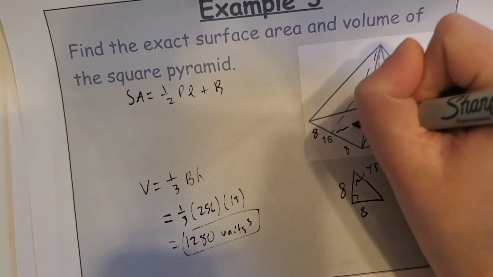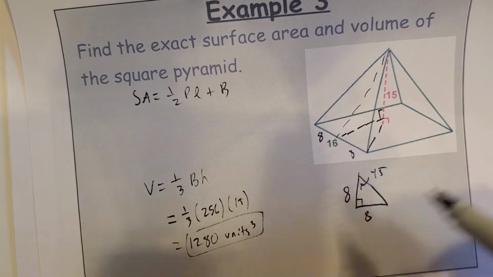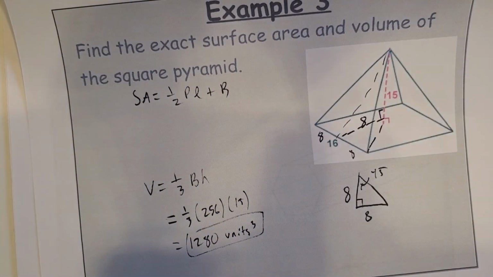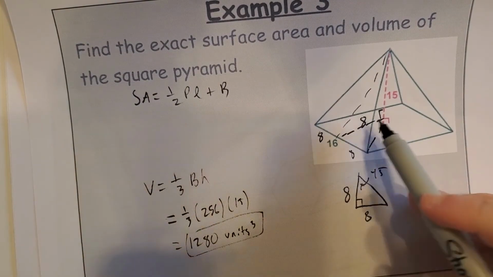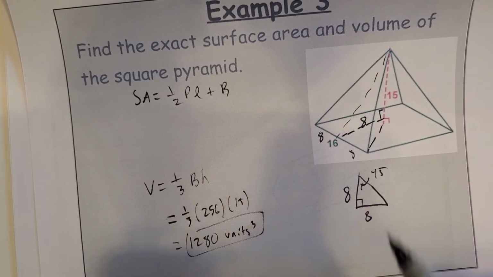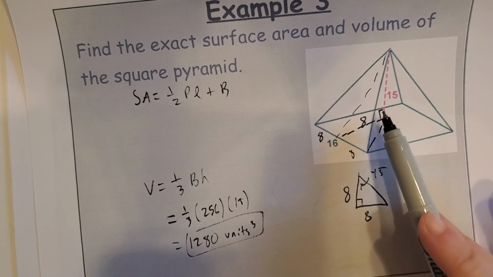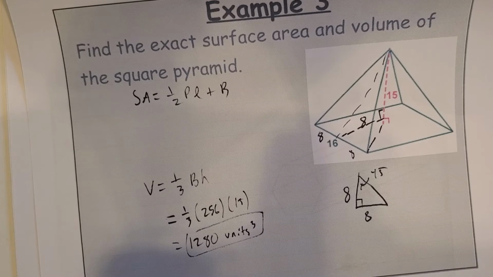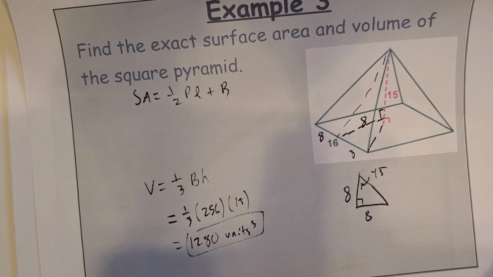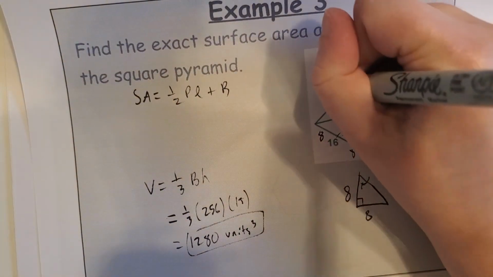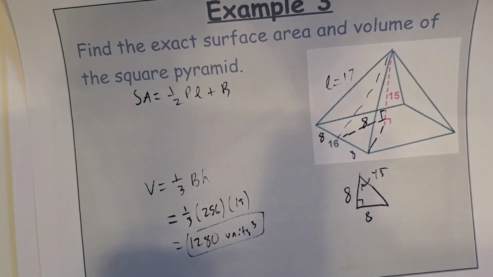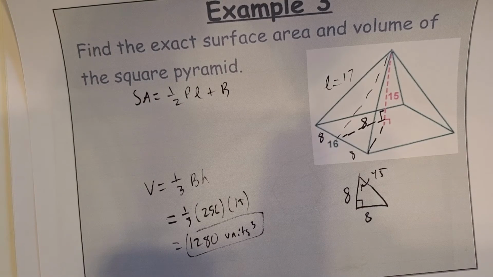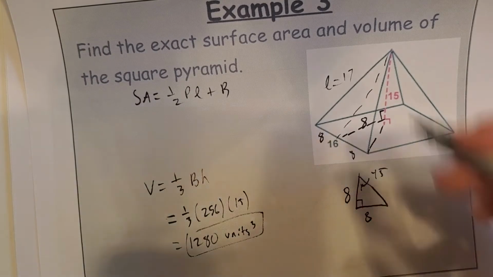So that means this side right here of that right triangle that we actually need to work with is 8. And then we have 8, 15, and then the slant height is going to be the hypotenuse of that right triangle that's kind of standing up, you know? And it is a Pythagorean triple. It's 8, 15, 17. So the slant height is 17. So that's all the information that we would need to plug into the surface area formula.